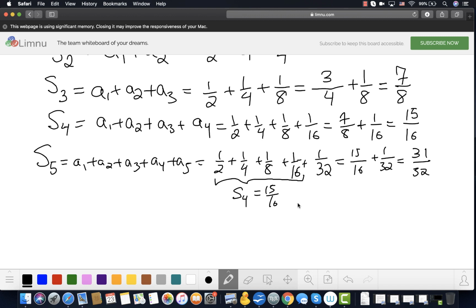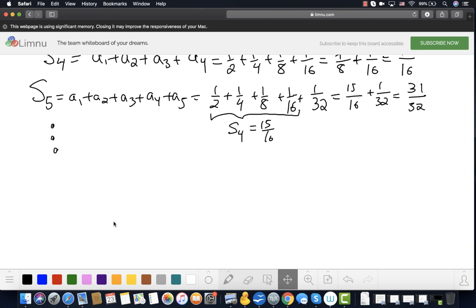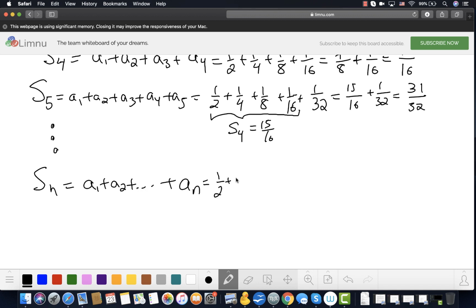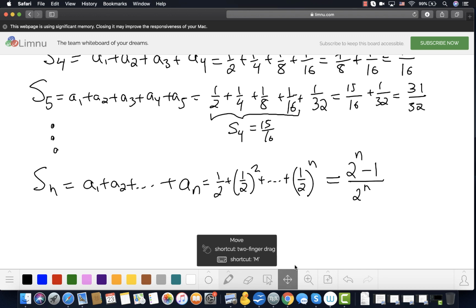So we see the pattern that the numerator is 1 less than the denominator. So if you continue this way, we get a formula for S sub n, for any n. S sub n is A1 plus A2 dot dot dot all the way up to A sub n. So this is 1/2 plus 1/4, which is just 1/2 squared, dot dot dot. Last one is 1/2 to the n. So if you believe the pattern, what you should get is 2 to the n at the bottom. At the top, you have 2 to the n minus 1. Okay, great.